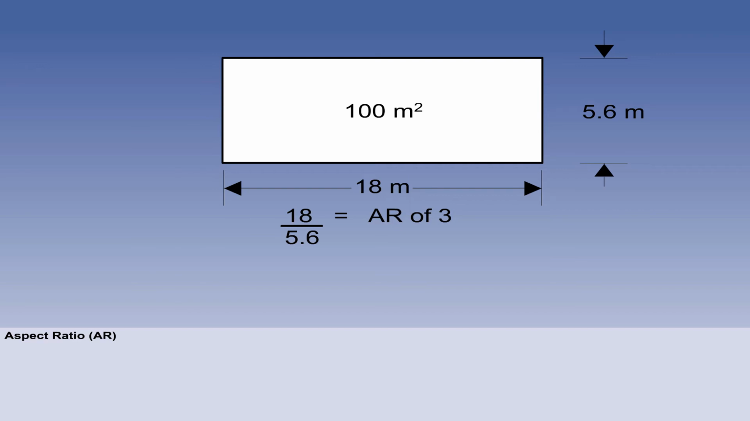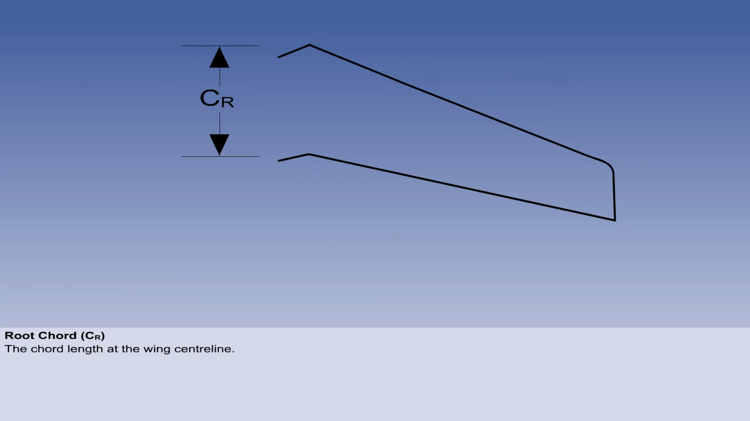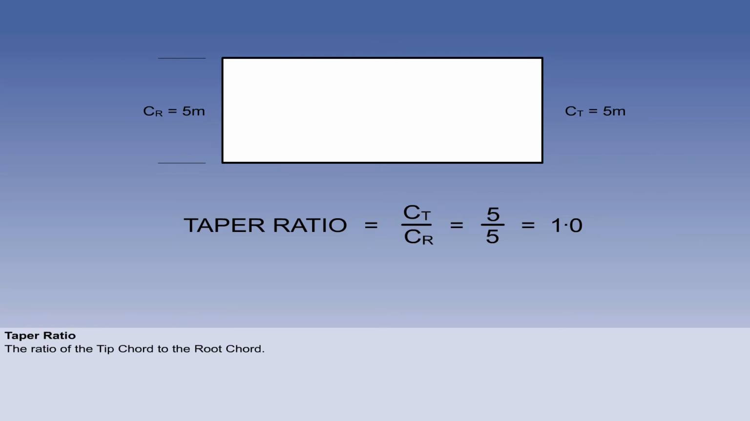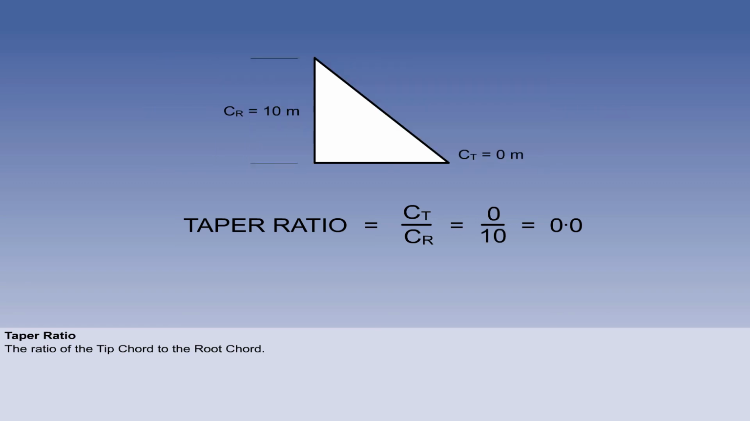Continuing with the terminology, we have root chord, which is the chord length at the wing centerline, denoted by CR. Logically, at the other end of the wing is CT, the tip chord. The ratio between these two is known as the taper ratio, CT to CR. The taper ratio affects the lift distribution and the structural weight of the wing. Ratios range from 1 for a rectangular wing to 0 for a delta wing with a pointed tip.